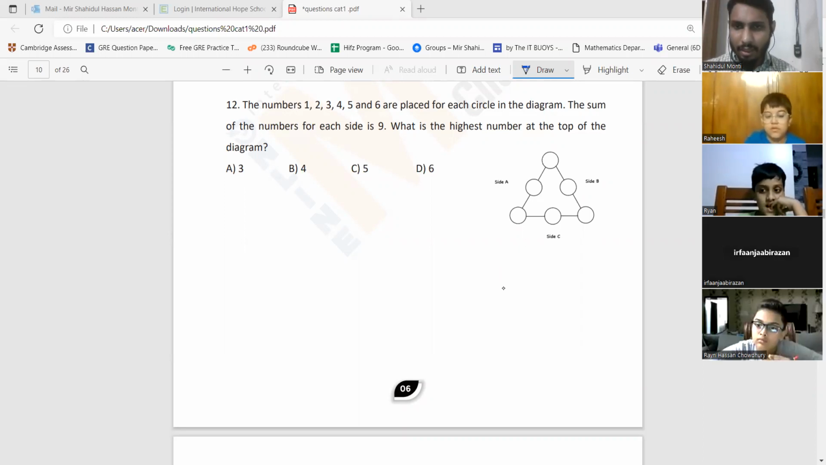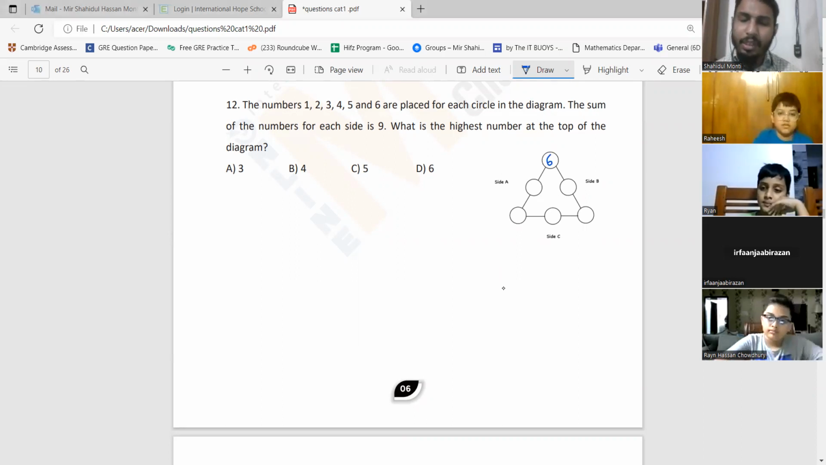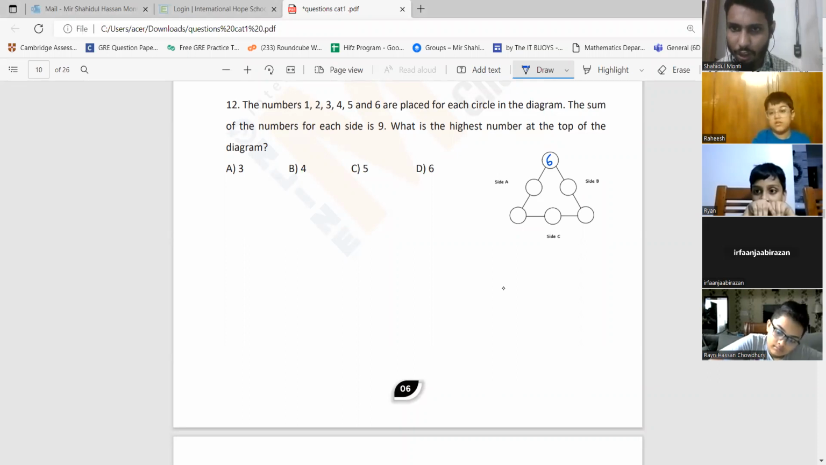Let's say I put a 6 at the top. Follow me here. If I put a 6 at the top, we have some problems. The sum of each side should be equal to 9. So if I put 6 on the top, I only have 3 left, since 9 minus 6 is equal to 3. So I can place a 2 here and a 1 here. So 6 plus 2 is equal to 8, plus 1 equals 9.